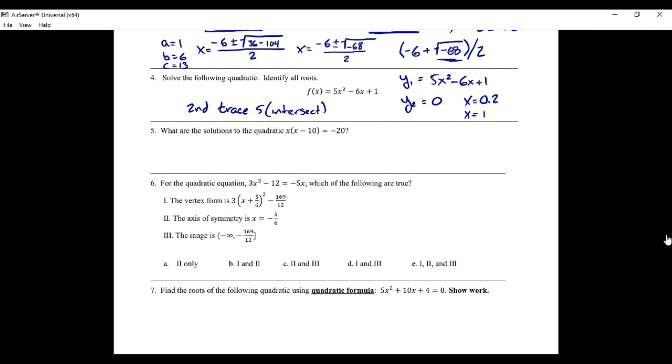All right, number 5. Solutions to the quadratic x times x minus 10 equals -20. We could do this graphically. On the calculator, we could distribute this x to create a quadratic expression in standard form and use quadratic formula, but we have an already factored quadratic equation. There's no reason to do any of that. What we have to do using our zero product property is find the two values that make the equation equal to 0.